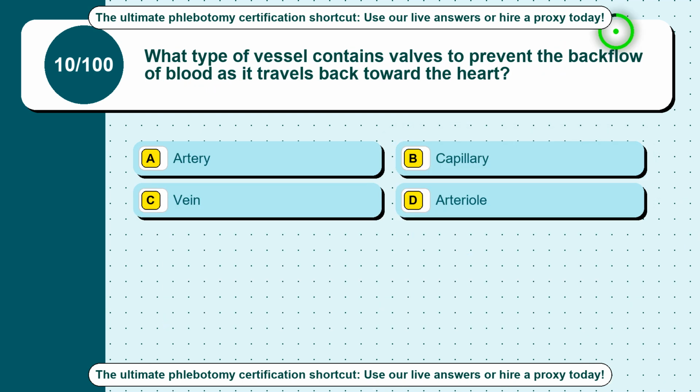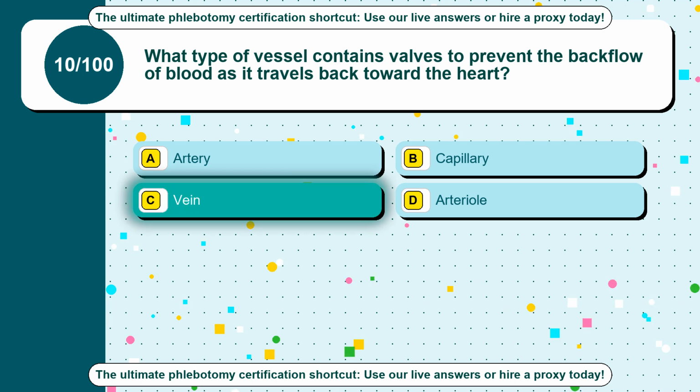Question 10. What type of vessel contains valves to prevent the backflow of blood as it travels back toward the heart? Option A. Artery. Option B. Capillary. Option C. Vein. Option D. Arteriole. The correct answer is option C.